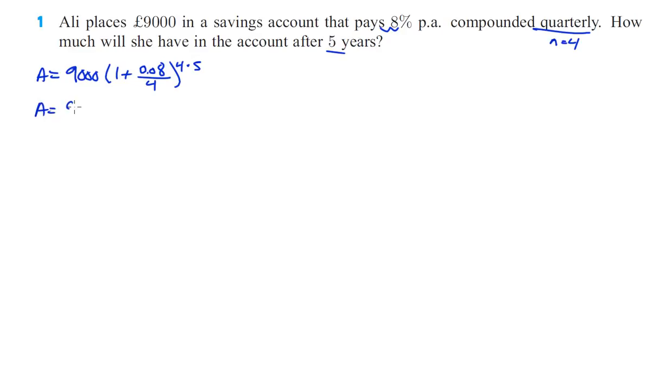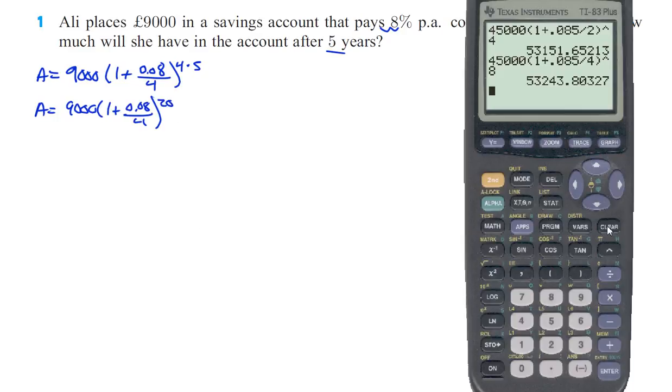So in our calculator, we're going to put 9,000 times 1 plus 0.08 over 4. 4 times 5 is 20. Okay, so we've got 9,000, parentheses 1 plus 0.08 divide by 4 all to the 20th power gives us a good amount of money, 13,373.53.